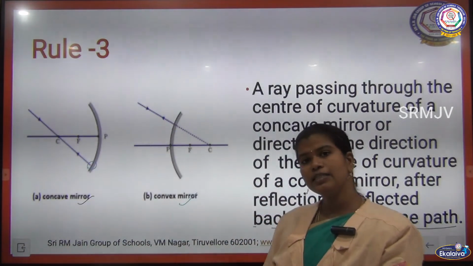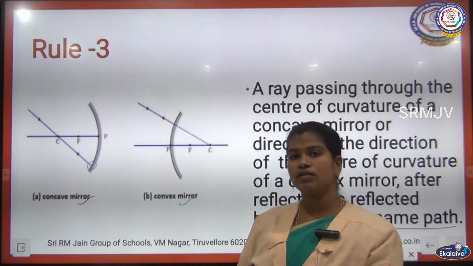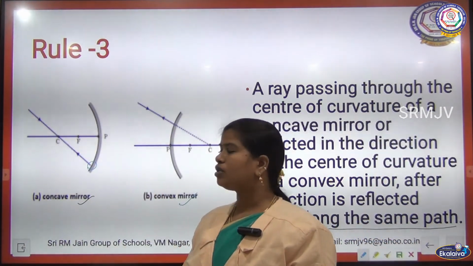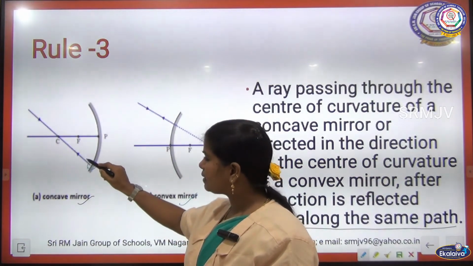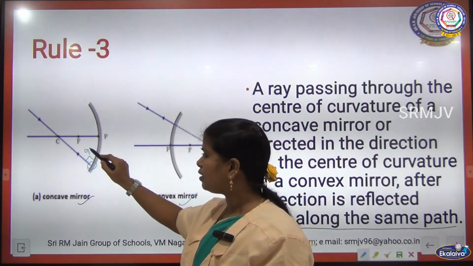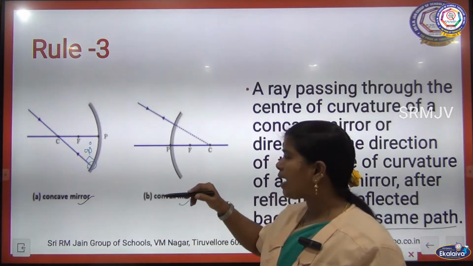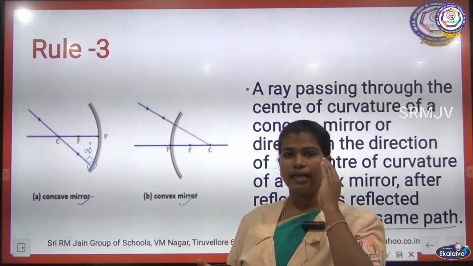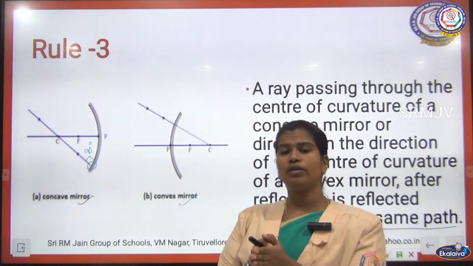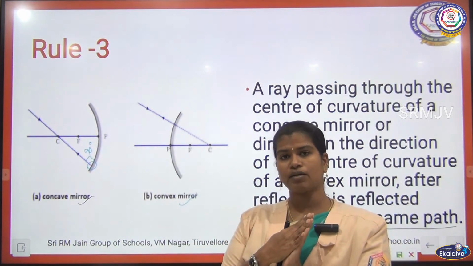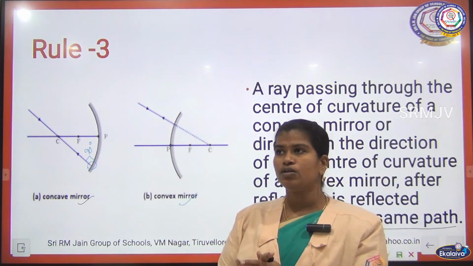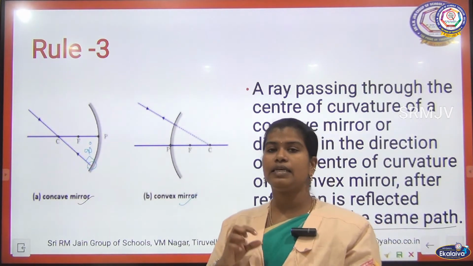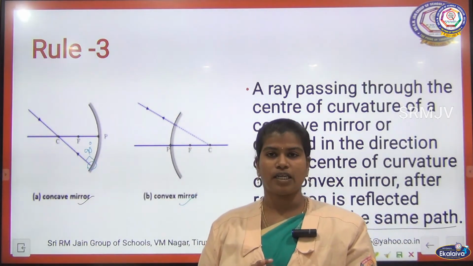Okay. Why this particular ray alone takes back its own path? Because center of curvature makes the angle 90 degree. So which means it acts as the normal. Okay. So when the ray passes through the normal, it should be back to the same path. Okay. So you could have remembered the law of reflection. The angle of incidence is equal to the angle of reflection.